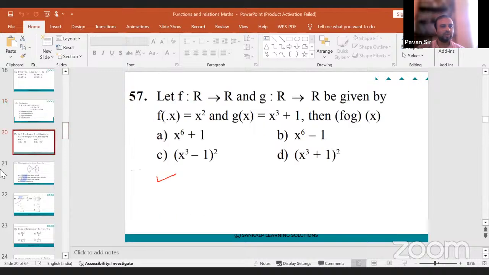Next question. Question number 57. Let f from R to R and g from R to R be given by f of x is x square, g of x is x cube plus 1. Then f composition g of x is what? I hope you understood the question. F composition g of x is what, when f of x is x square and g of x is x cube plus 1?